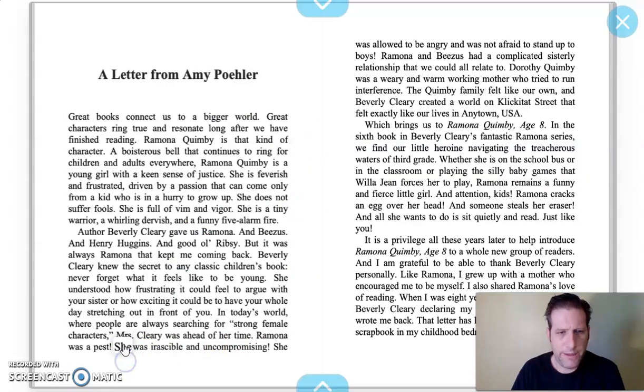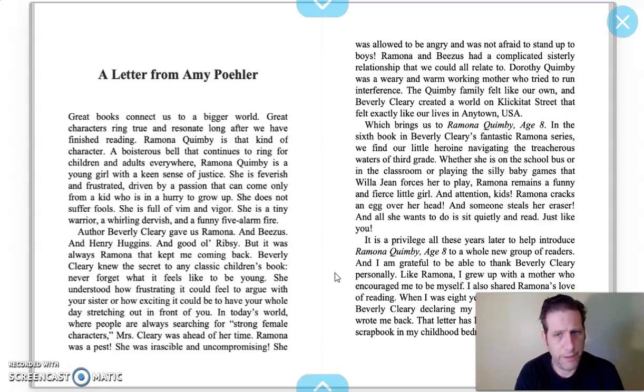So if I go back and read that again, Mrs. Cleary was ahead of her time. Ramona was a pest. She was irascible, she had a hot temper, and uncompromising. She was allowed to be angry and not afraid to stand up to the boys. Ramona and Beezus had a complicated sisterly relationship that we can all relate to. Dorothy Quimby was a weary and warm working mother who tried to run interference. The Quimby family felt like our own, and Beverley Cleary created a world on Klickitat Street that felt exactly like our lives in any town, USA.